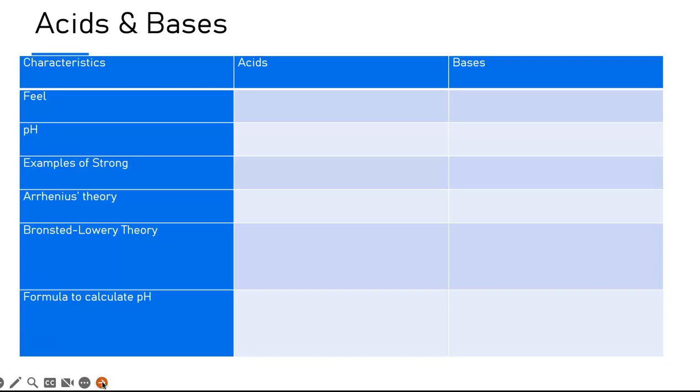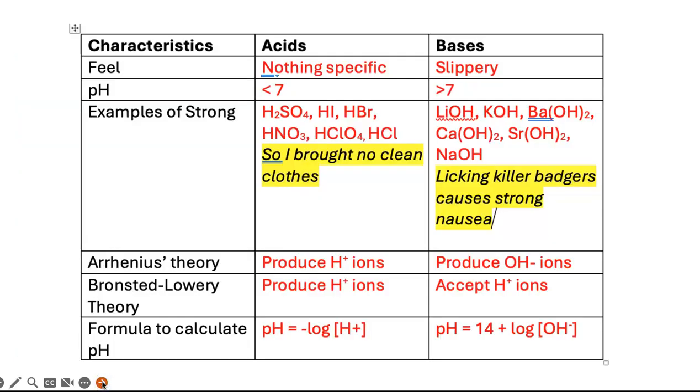All right, so again, it starts out with the characteristics of acids and bases. You do need to know all of these characteristics, so make sure that you've listed them all out and that you can do that from memory. Here's what I've got for my characteristics of acids and bases. I've also got my memory devices for the strong acids and strong bases for you.